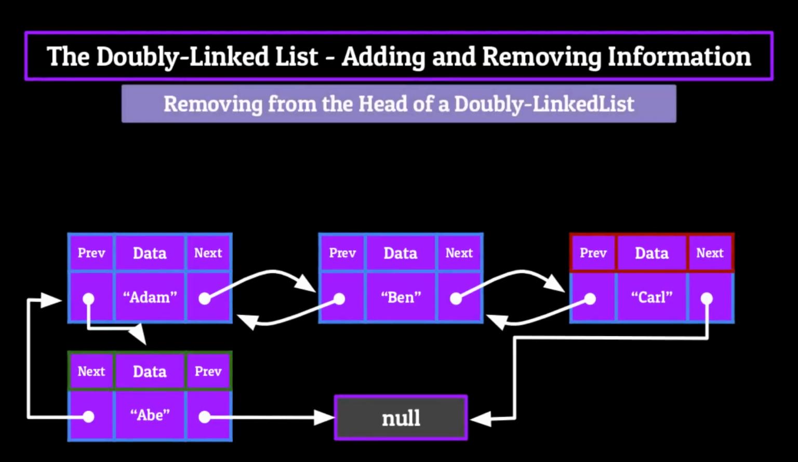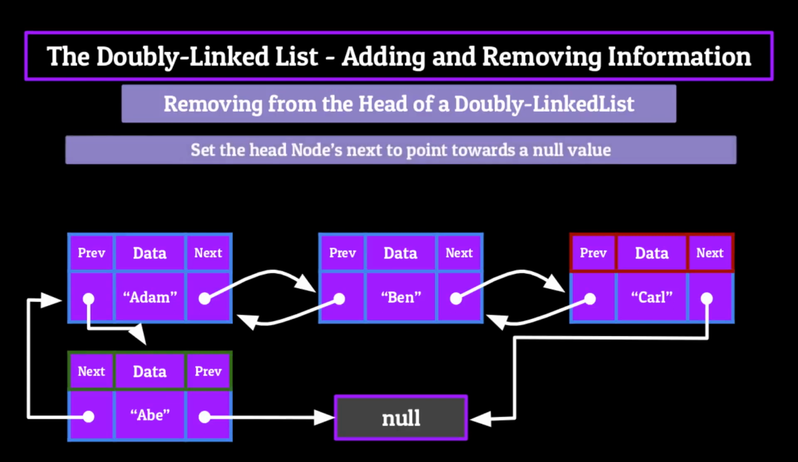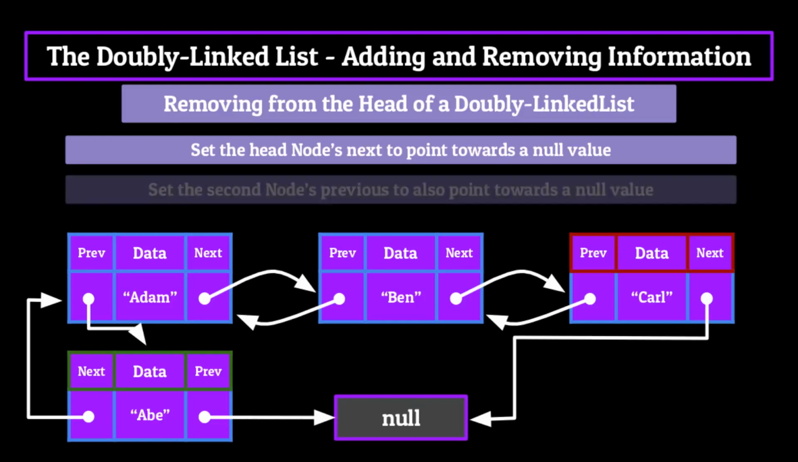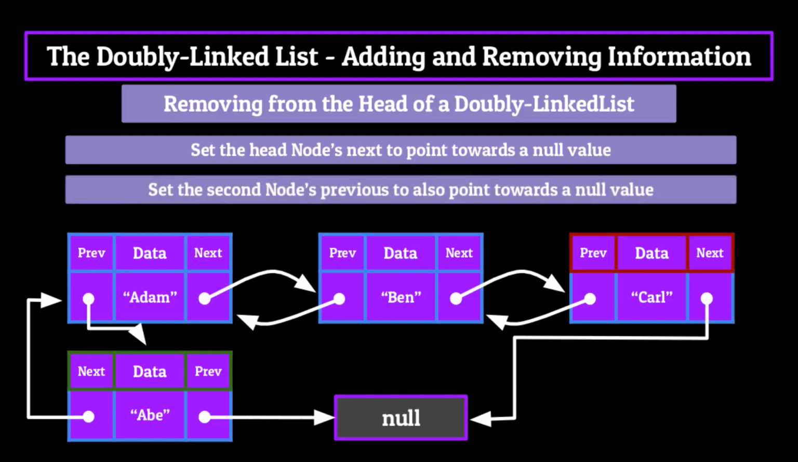Removing a node from the head is even simpler. We first set the head node's next to point towards a null value, and then, by setting the second node's previous to also point towards a null value, we can easily remove the head node from the list.